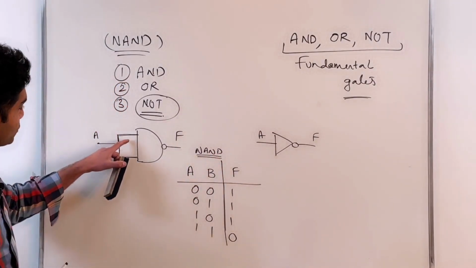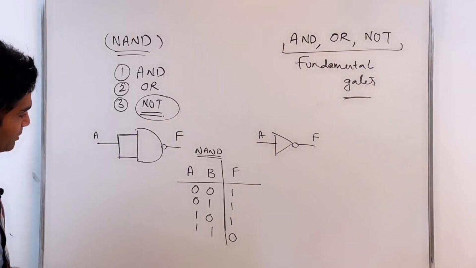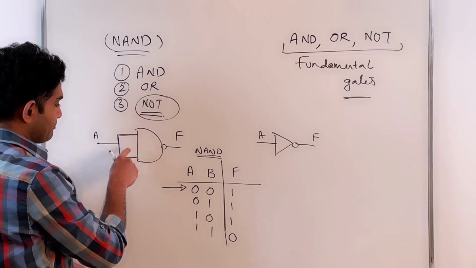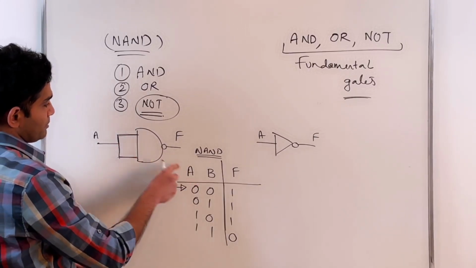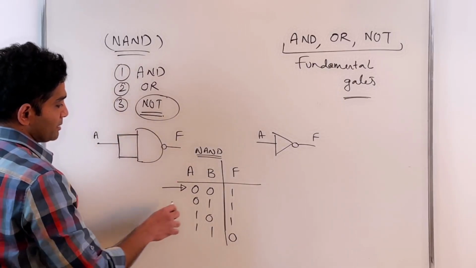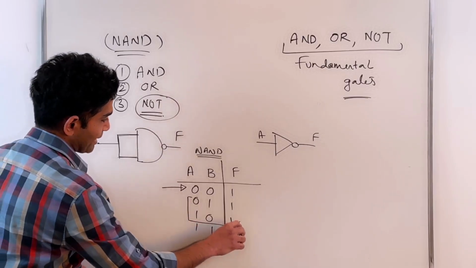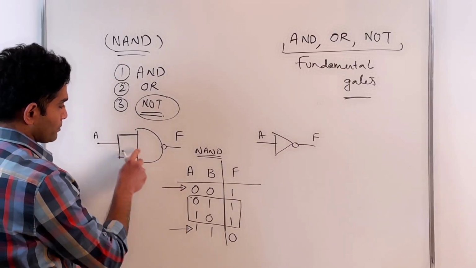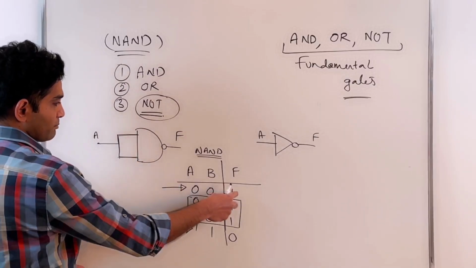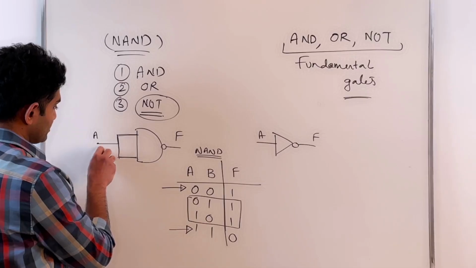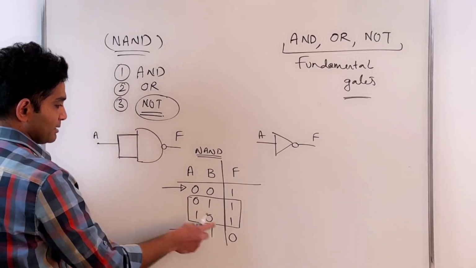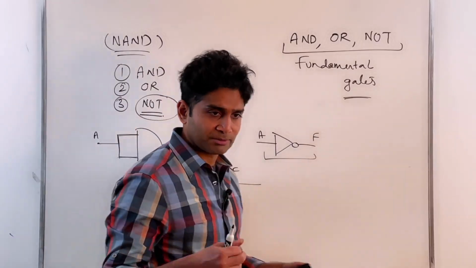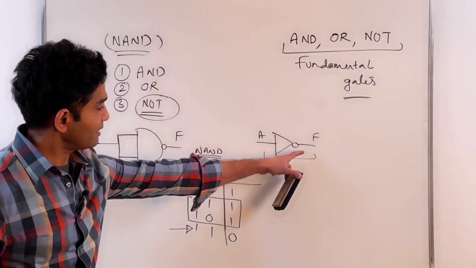Now, when I combine these two inputs to contain a single input like this, that means I'm looking at these possibilities. My A and B both have to be the same because I combined them together, so these are definitely not possible now. So I'm looking at these two conditions. When A is 0, that means I'm applying both zeros, F is true. When A is 1, that means I'm applying both ones here, F is false. And that's exactly what my NOT gate actually does. F is not A.